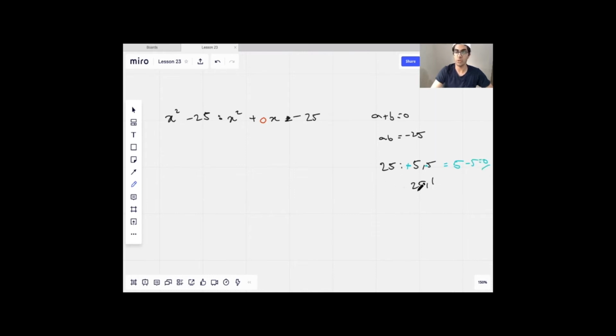If we were to do the 25 and 1, we have minus 25 plus 1, which is 1 minus 25, which is minus 24. And if we were to flip it around with positive 25 and minus 1, we would get 25 minus 1, which is 24. So in this case, A is positive 5 and B is minus 5. So we can write this as x plus 5 and x minus 5.